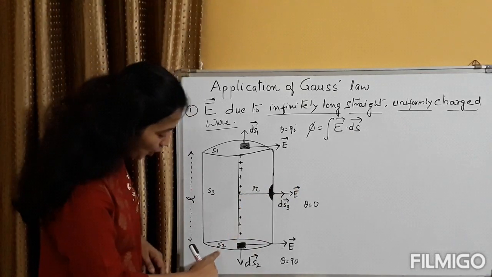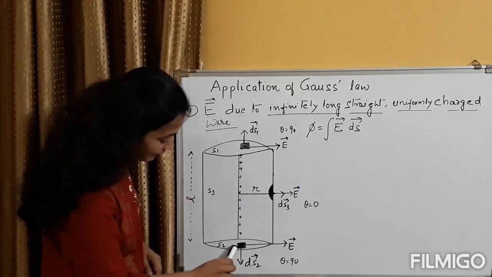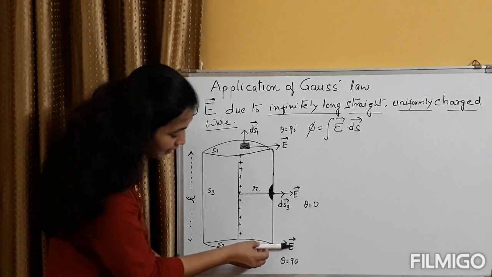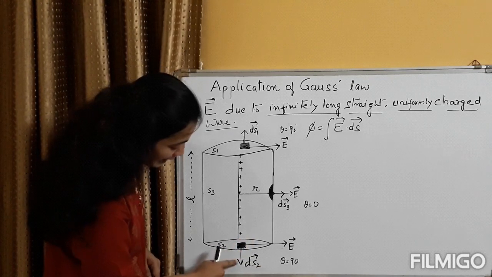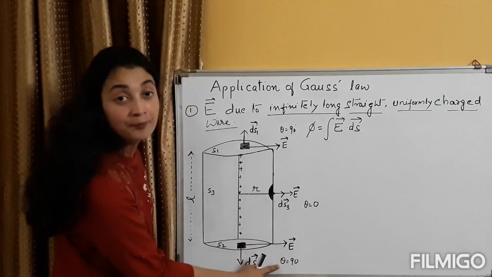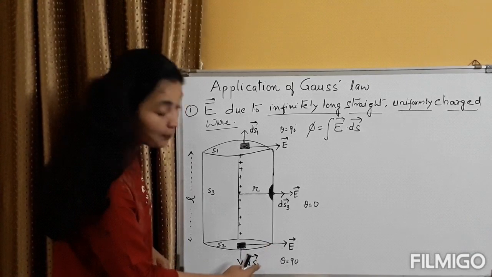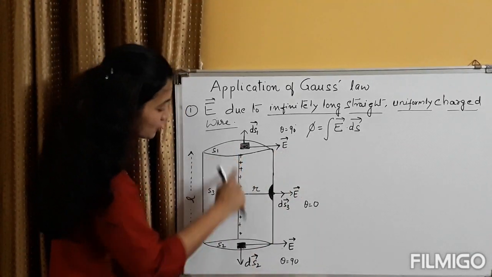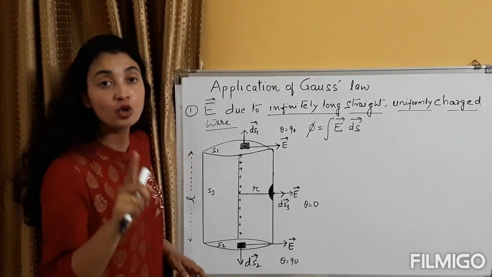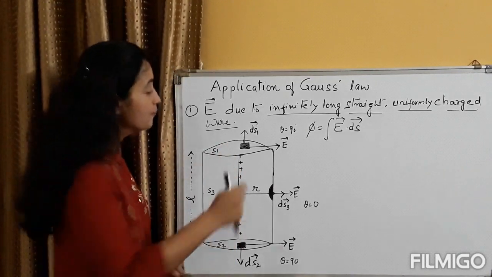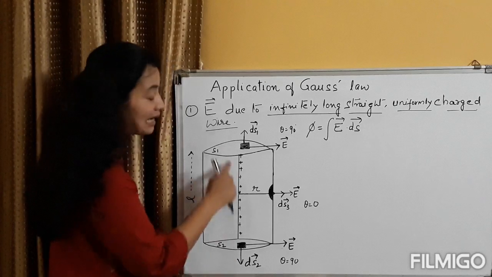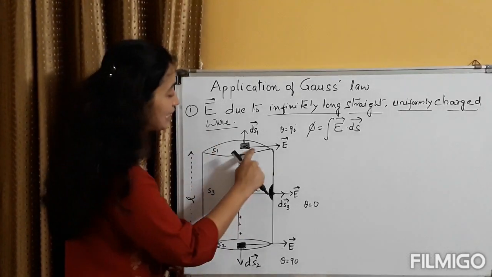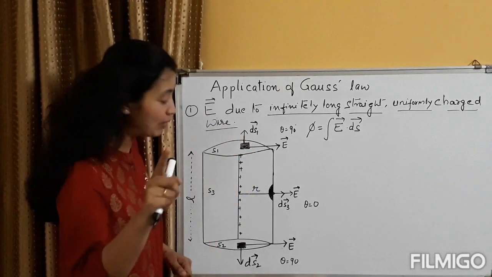Let us see the second, bottom end. Here also the area vector is outward normal ds2, and the electric field as usual is radially outwards. The angle between area vector and electric field is 90 degrees. They both are perpendicular to each other. So the flux contributed in these two closed ends will be zero. The component of electric field along these two closed ends will be zero. The flux contribution will be zero because electric field is perpendicular to the area vectors.